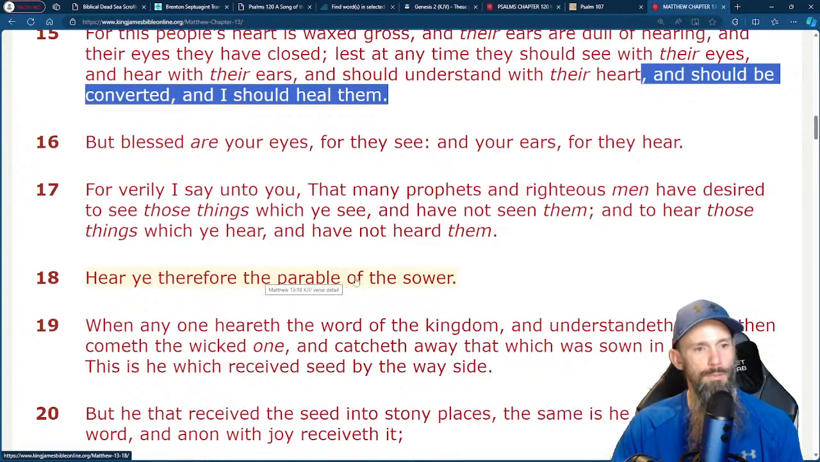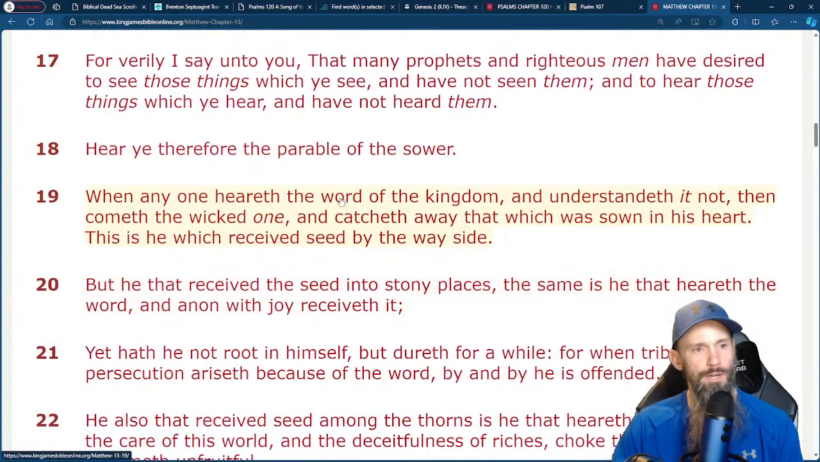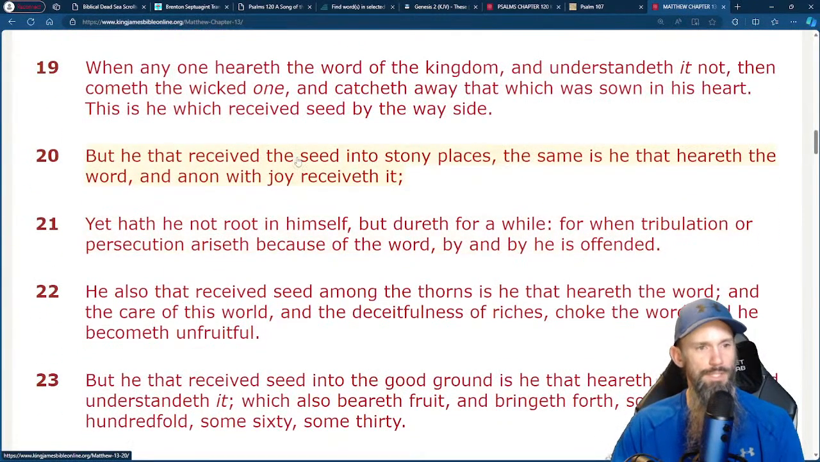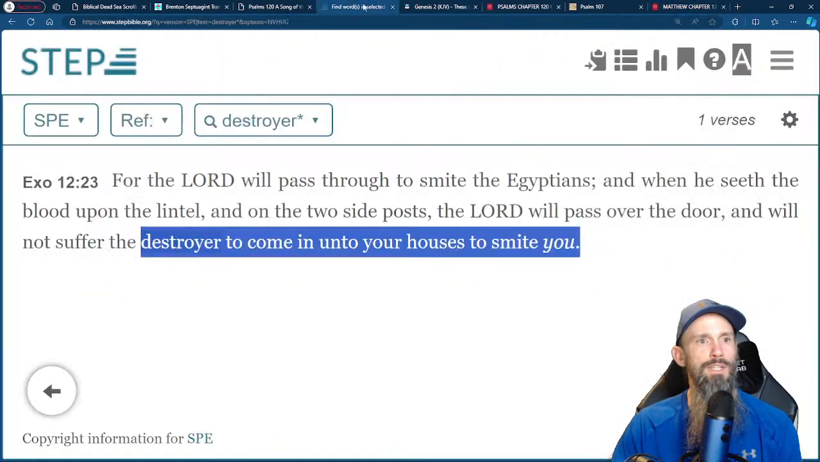Hear ye therefore the parable of the sower. When anyone heareth the word of the kingdom, and understandeth it not, then cometh the wicked one, and catcheth away that which was sown in his heart. This is he which receives seed by the wayside. But he that receives seed into stony places, the same is he that heareth the word, and anon with joy receiveth it. Matthew 13.